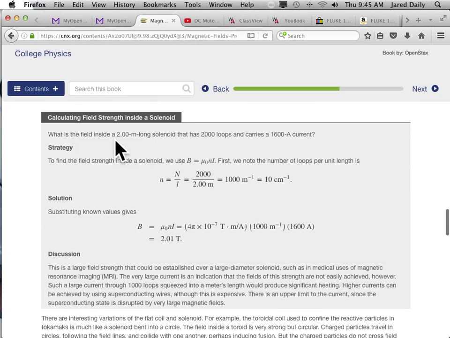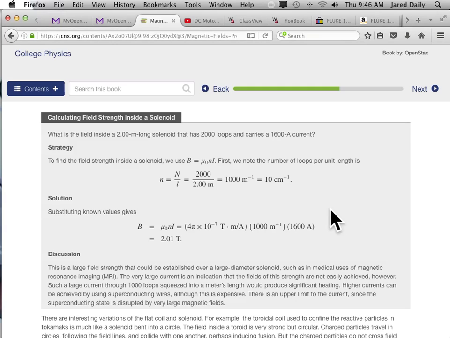Here, this solenoid is going to be 2 meters long, so that's our L, and it'll have 2,000 loops. So if we take those 2,000 loops and divide it by the L, 2,000 divided by 2 meters, we get the number of loops per meter. So it ends up being 1,000 loops per meter, so 1,000 meters to the negative 1. And that becomes our little n in the equation. We plug it into this equation with the current of 1,600 amps, and we get 2 Tesla. That's not bad. 2 Tesla is a nice big field.